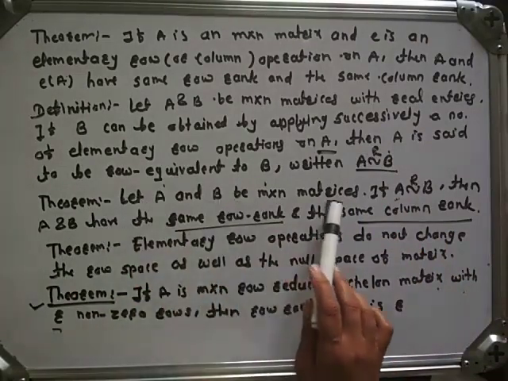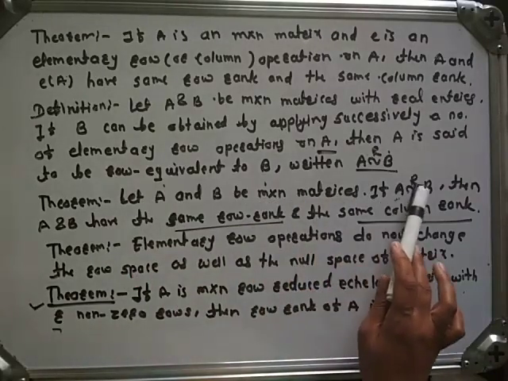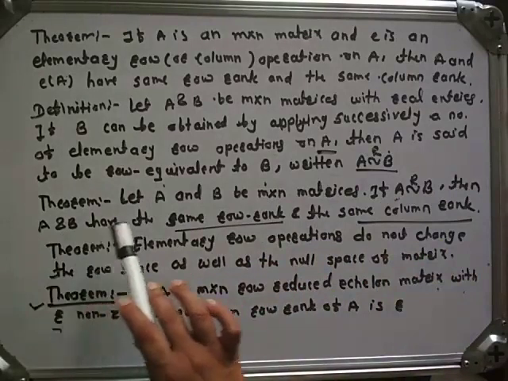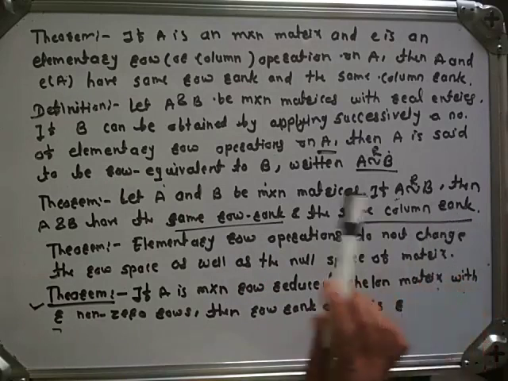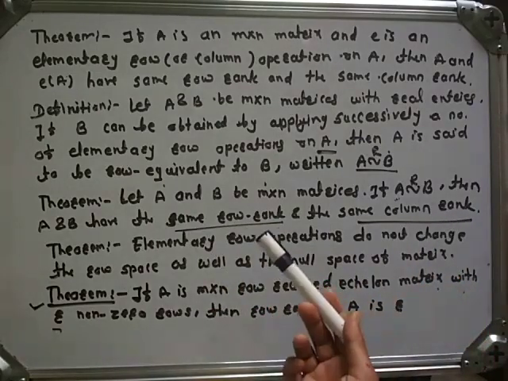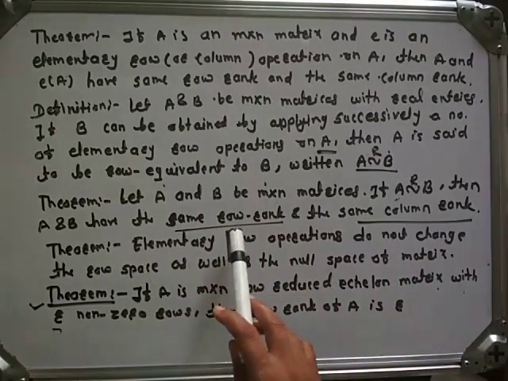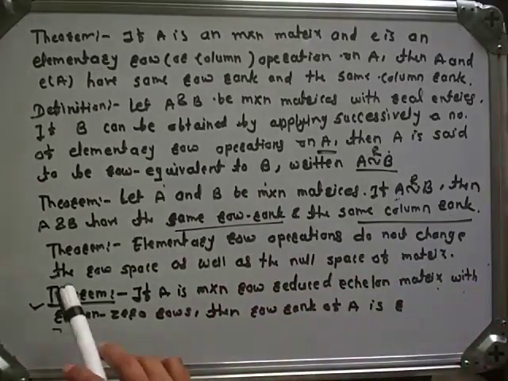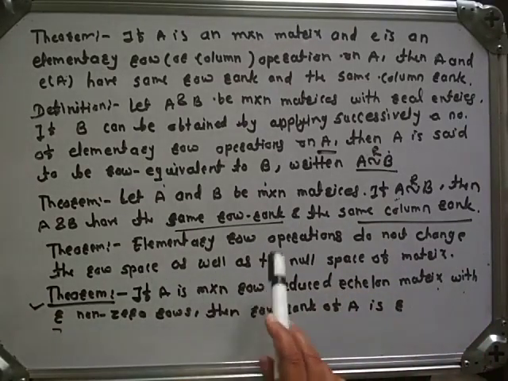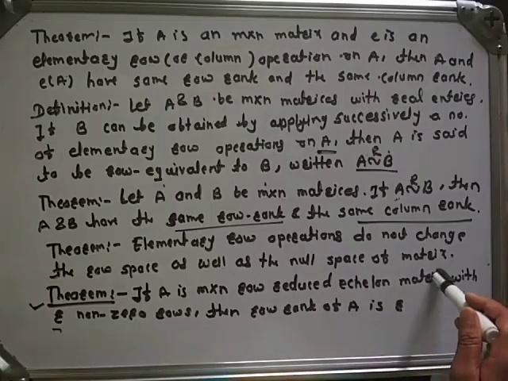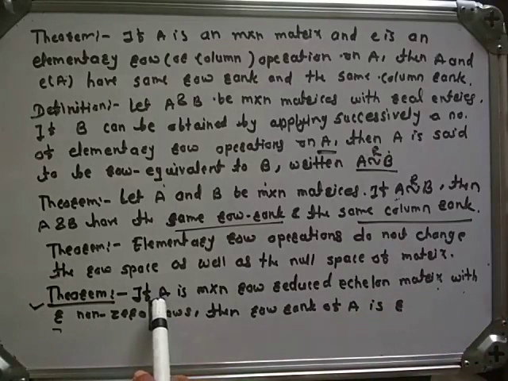Let A and B be m by n matrices. If A is row equivalent to B, then A and B have the same row rank and the same column rank. Okay. If A and B are two equivalent matrices, then A and B have the same row rank and the same column rank. Next theorem: elementary row operations do not change the row space as well as the null space of a matrix. Okay. Next theorem: if A is an m by n row reduced echelon matrix with r non-zero rows, then the row rank of A is r.